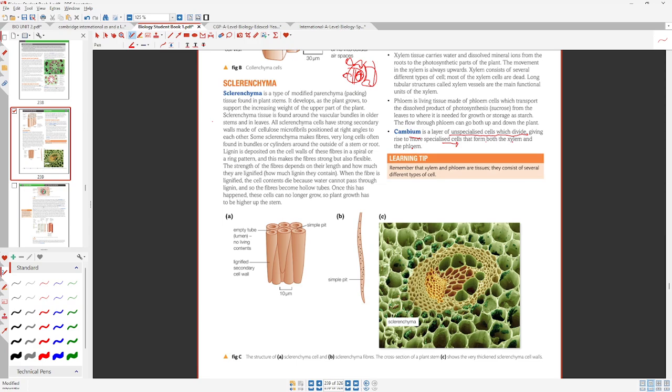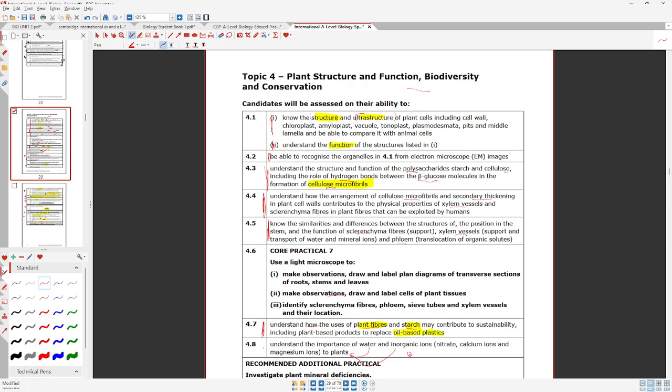So sclerenchyma is going to be a type of modified parenchyma found in tissues. Empty tube, simple pit. We were not talking about any of the structure regarding your sclerenchyma. In the spec, I think we did mention that we need to know the ultrastructure of sclerenchyma, no? Understand the structure and function, understand how the arrangement contributes to the physical properties of xylem vessels and sclerenchyma and plant fibers. That can be exploited.